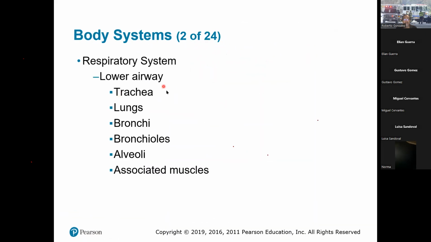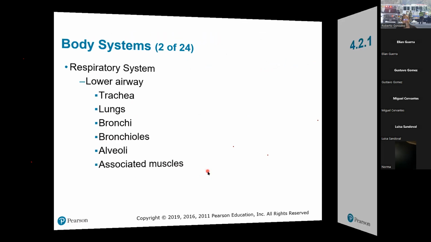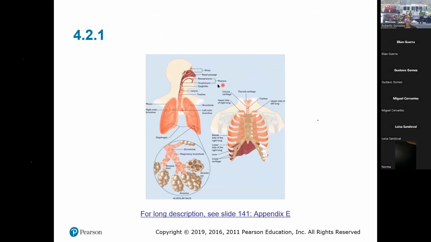The lower airway is anything below the larynx: trachea, lungs, bronchi, bronchioles, alveoli, and associated muscles, which are your diaphragm, your intercostal muscles, and so on. Right here, where you see the larynx, that's the division between upper and lower airway. The upper airway is the nasopharynx, oropharynx, and larynx, and the lower airway is the trachea, bronchioles, lungs, and associated muscles. These are the alveoli.